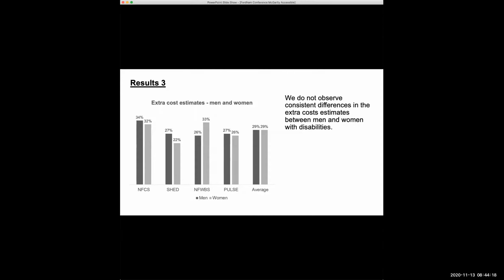Next, we looked at the extra cost and gender. We didn't actually observe any consistent statistical differences in the extra cost for men or women with disabilities when compared to men and women without disabilities. But we wanted to include this in the presentation just in case some of you had questions about this particular subgroup. Also, the same happened with race. We weren't able to actually discern any consistent statistical differences across the surveys with race either.